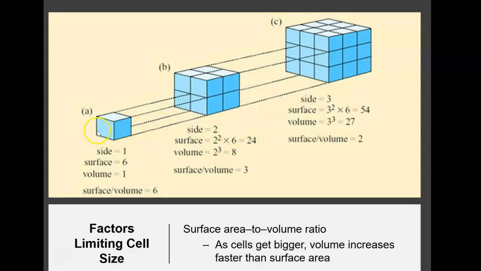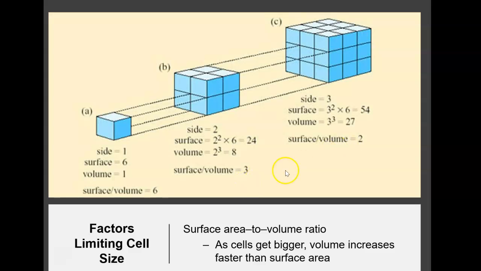Here you see it. Here's a cell with a side of 1 centimeter, or whatever unit we're talking about. Its surface area, which has 6 sides, is 6. Its volume, remember, is length times width times height, which is 1. So our surface area to volume ratio in this case is 6. If it gets bigger, it increases in surface area and also in volume, but relatively, the ratio between those two would be 3. You can see here its surface area is 24, the volume is 8, so the ratio between them is 3, which is smaller. And you see it continuing.